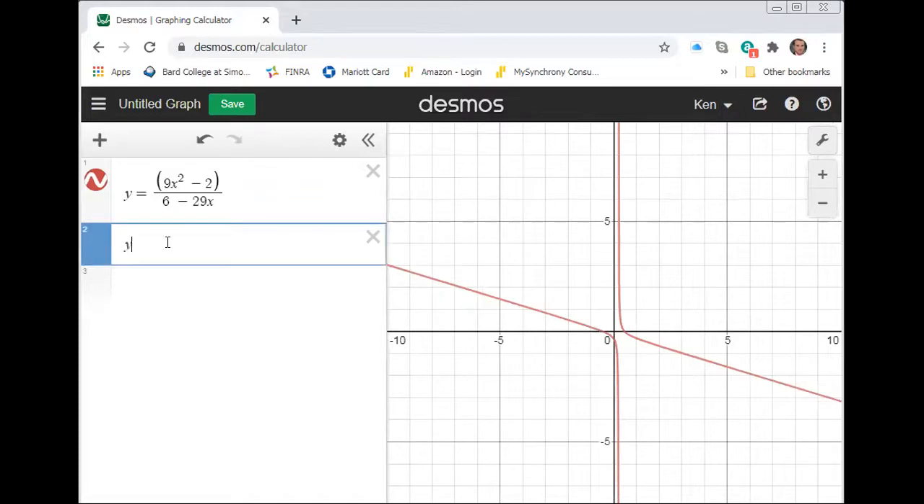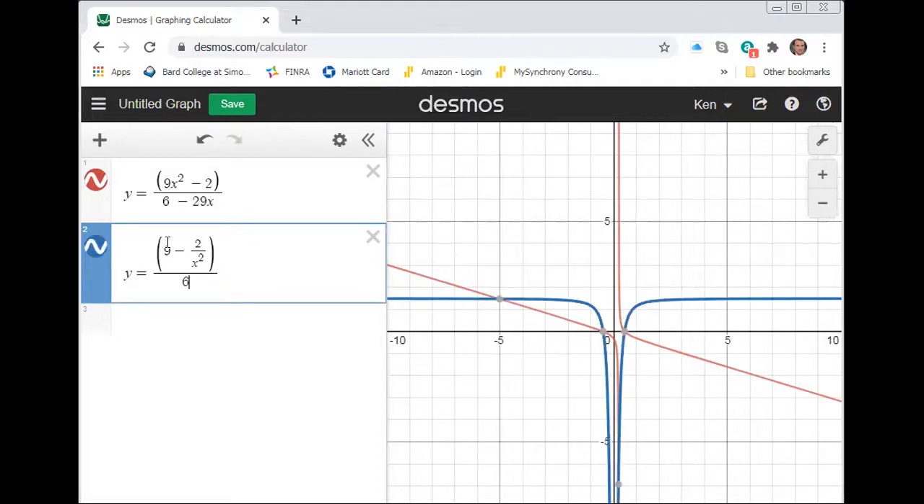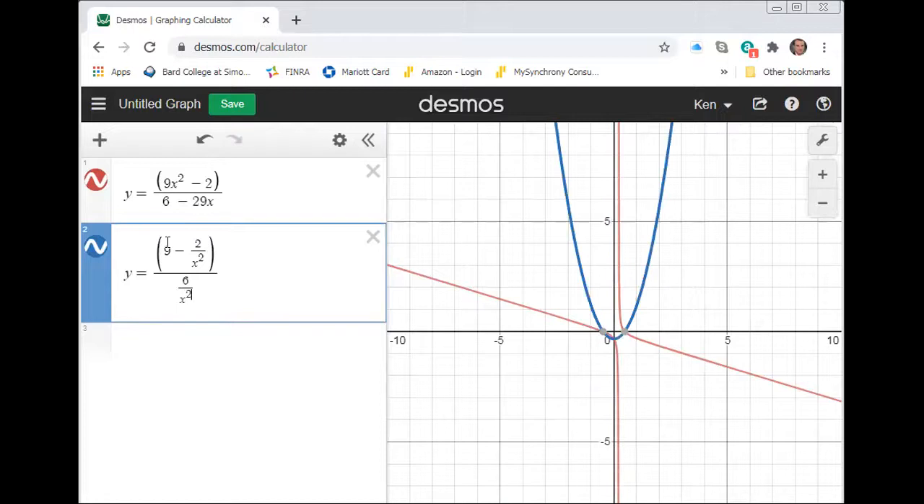And let's plug in the form where we divided both numerator and denominator by x squared. So we get 9 minus 2 over x squared divided by 6 over x squared minus 29 over x. This is the same function, of course, but I want to prove it to you by putting it into the software. So you can see it's really the same.